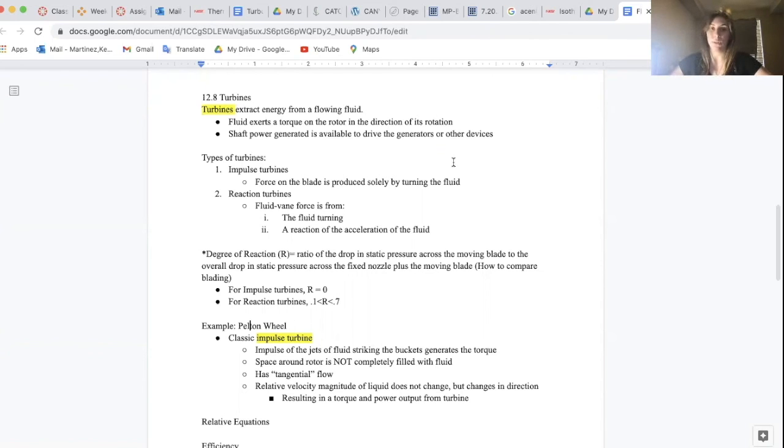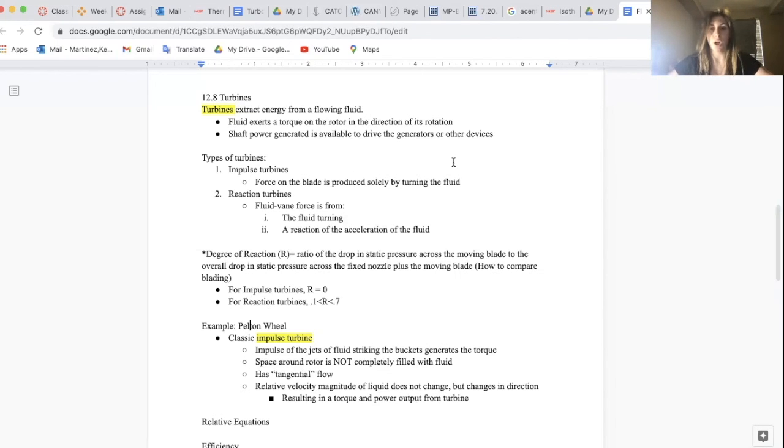Now, there are two types of turbines, one being impulse turbines and two being reaction turbines. The main difference between the two is that in impulse turbines, the force on the blade is produced solely by turning the fluid, and in reaction turbines, it's a combination of both the fluid turning and a reaction to the acceleration of the fluid.